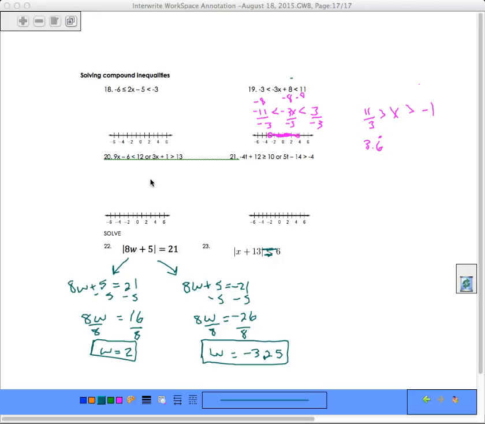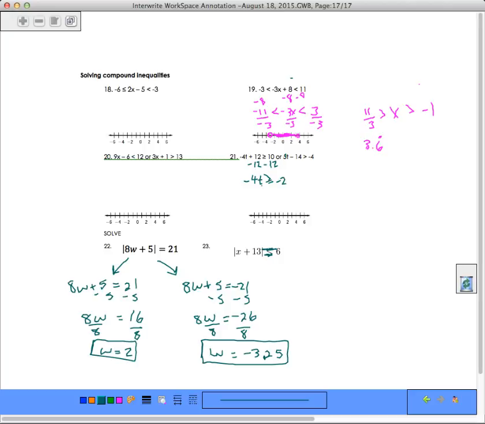And I have just a second left, so I will actually go up and look at 21. So looking at 21, just make sure that you work these out separately. So here, to get t by itself, I need to subtract 12 from both sides. So it gives me negative 4 t is greater than or equal to negative 2.